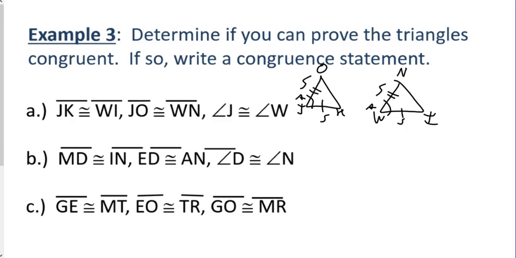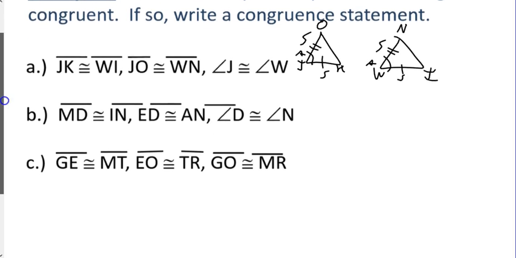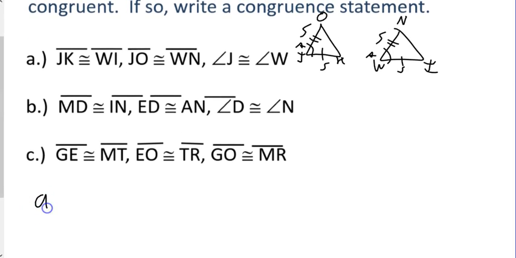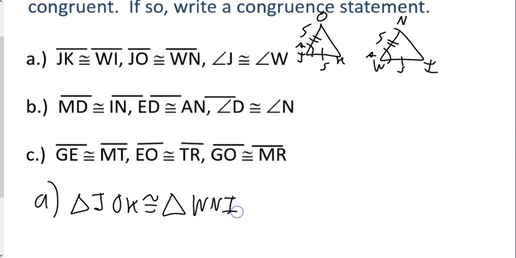And we really don't have a lot of space. I'm going to come down here and write the answer. So for A, I'm going to say that triangle JOK is congruent to triangle, well, I started at 1, went up highway 2, so I'm going to do WNI, by SAS.